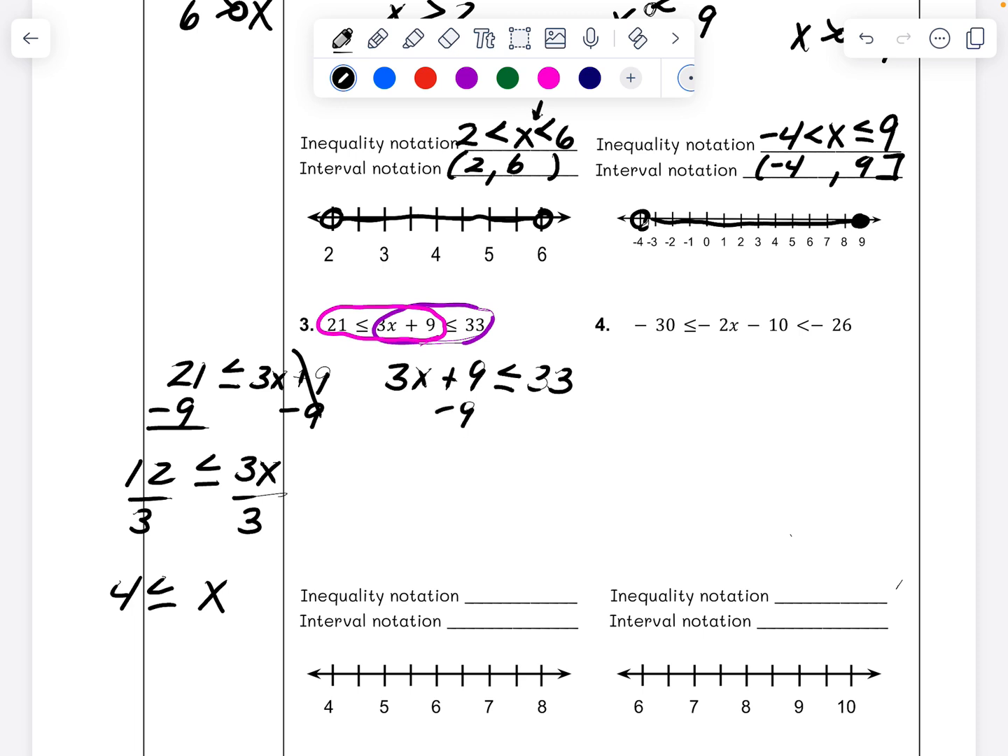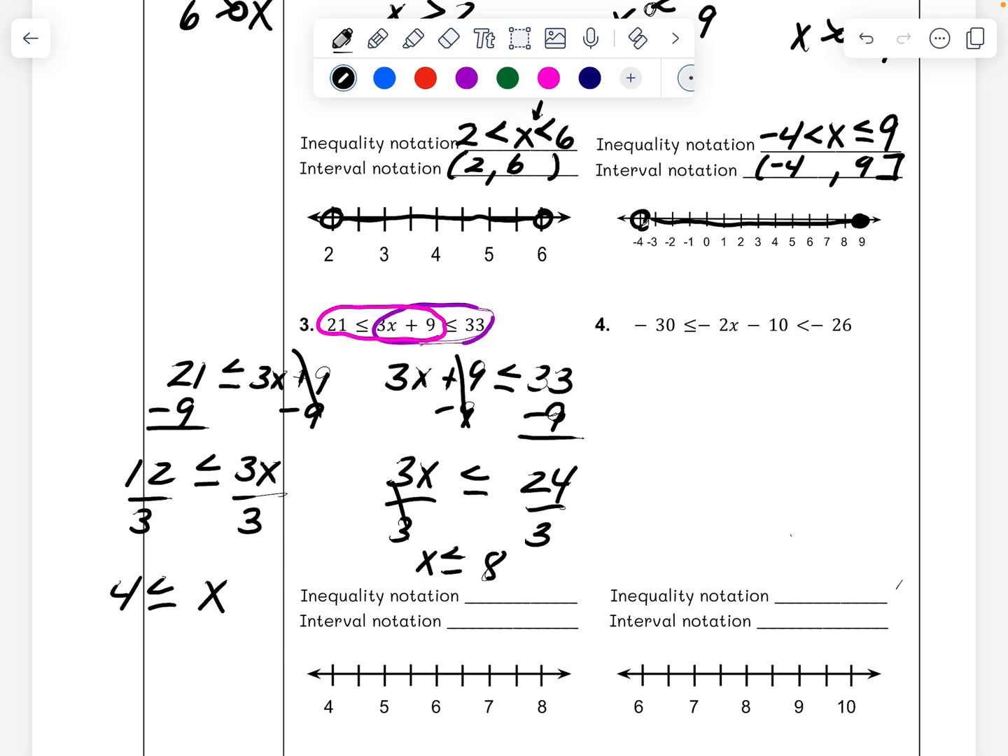I'm going to subtract 9 from both sides. 24, these cancel. 3x is less than or equal to 24. Divide both sides by 3. And you get x is less than or equal to 8. All right, wonderful. So again, x is greater than or equal to 4. So that is going to be my left side.